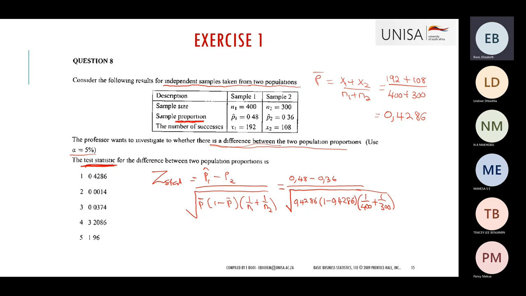I just removed everything. And square root of, just give me a sec. If you already have the answer, you must also let us know. 0.4286 times 1 minus 0.4286, close bracket, open bracket, fraction 1 over 400, plus.